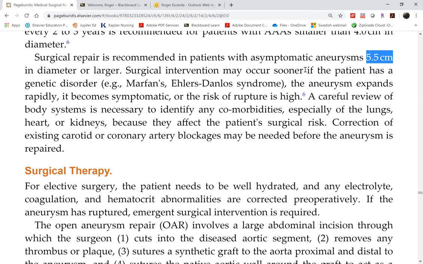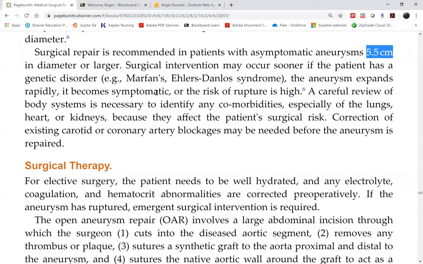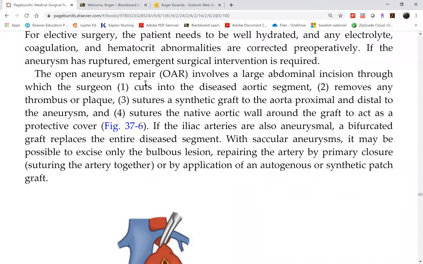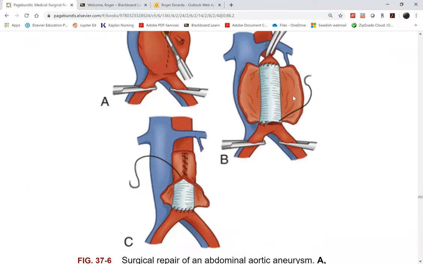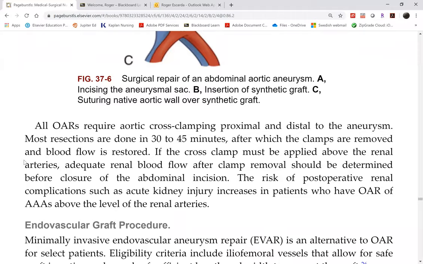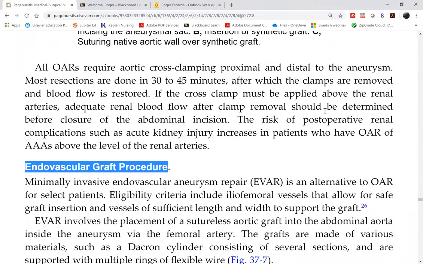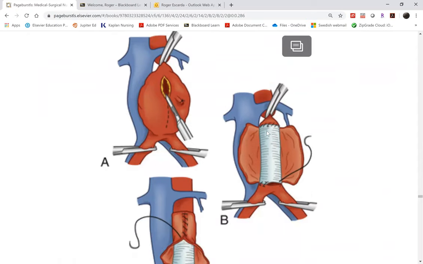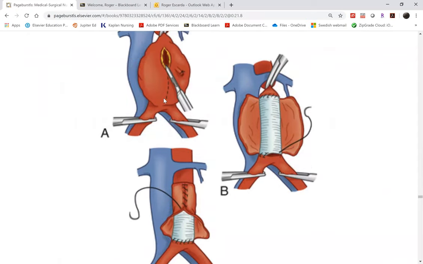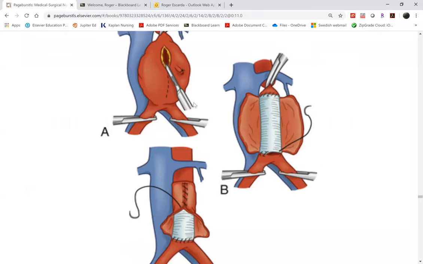So that will increase the risk of a rupture. So we have surgeries. There's two ways to do it. This is open. On the blueprint, it says open versus closed. The closed is endovascular, right here. Again, I'm not testing the procedure itself, but the pre and post. So this is just nice to know that this is open.